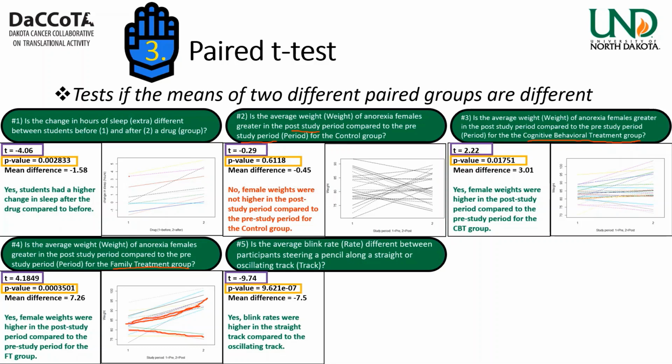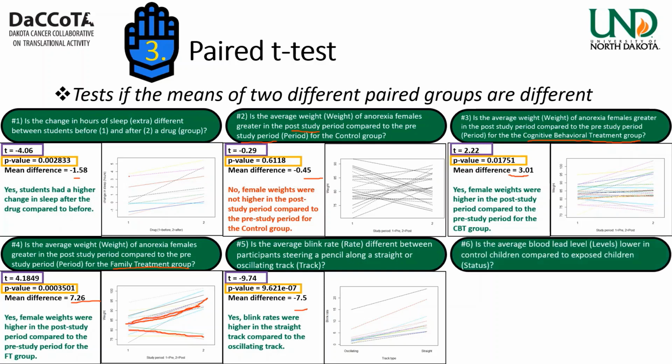P-value is significant, and if you notice, I've been including these mean differences, and here in that sense of mean difference to be significant, it has to be significantly different from 1, far enough away from 1, given the data. And yeah, it turned out this is significant. Blink rates were higher in the straight track compared to the oscillating track. So blink rates were lower in oscillating, and looks like everyone had higher blink rate across the straight path.